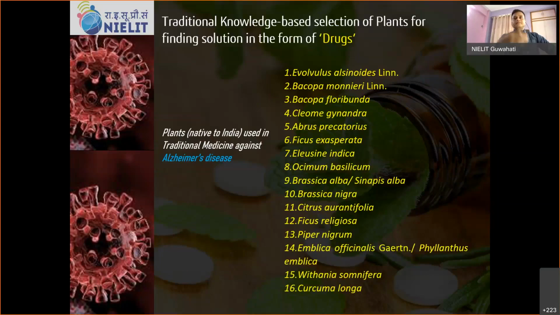So for different plants, say traditional knowledge-based plants we have selected, for Alzheimer's disease, we do identification of the compounds, then identification of the Alzheimer's disease targets, then we take the structures of those proteins downloaded from the Protein Data Bank.